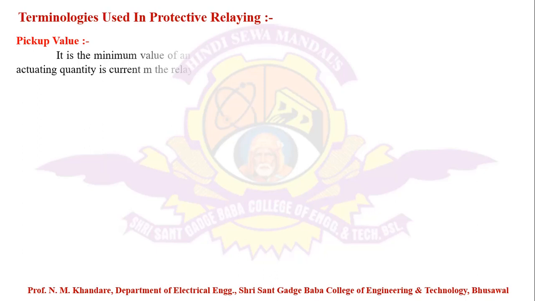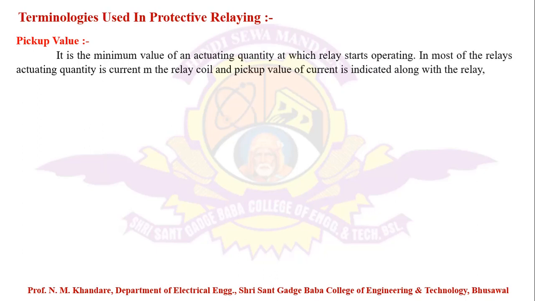Next definition is the pickup value. The minimum value of the actuating quantity at which the relay starts to operate is called the pickup value. In most relays, the actuating quantity is the current, and the relay coil and pickup value of the current are indicated along with the relay.